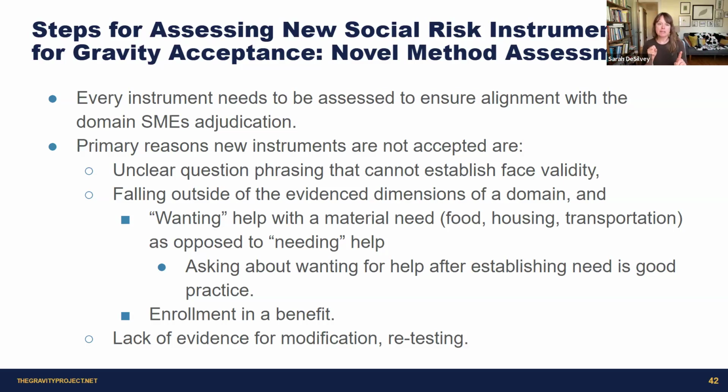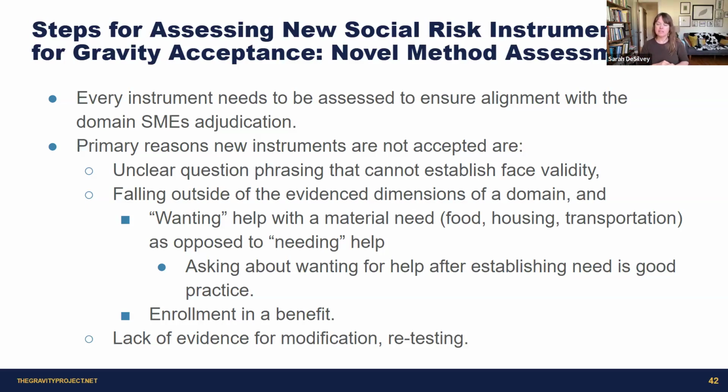So if it's a new instrument, every instrument again has to be assessed to ensure alignment with the domain SMEs' adjudication. The primary reason an instrument would not be accepted is not meeting face validity, if the question is not clear enough that the SMEs can establish it reasonably measures what it's supposed to measure. Another reason it's not accepted, and this one's tricky and hard, but our SMEs have been consistent on this, is whether it's outside of the evidence dimensions of a domain. This problem happens over and over again.